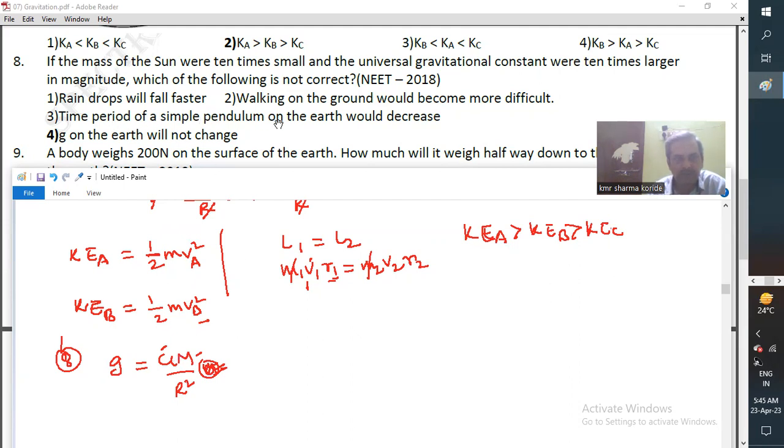Then the time period of the simple pendulum also is not associated with the mass of the bob. You have only L by g. So there is no relation to the particular question. Yes, definitely this mass and this G change, but they mentioned in the question it will not change. So this is wrong. So the fourth option is correct.